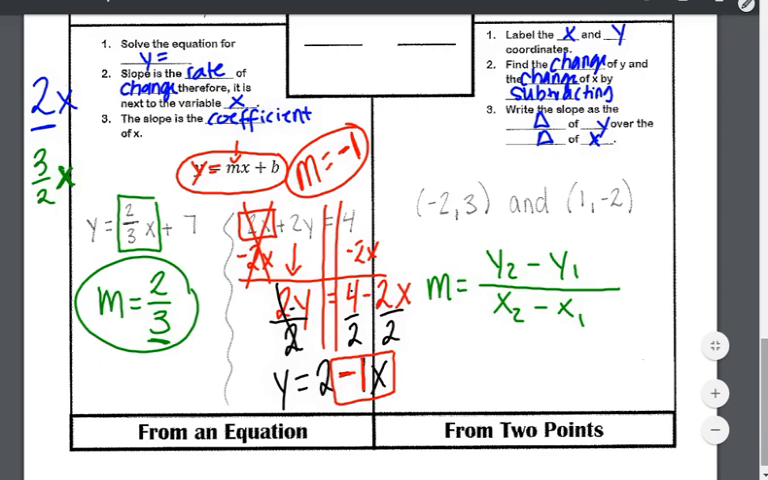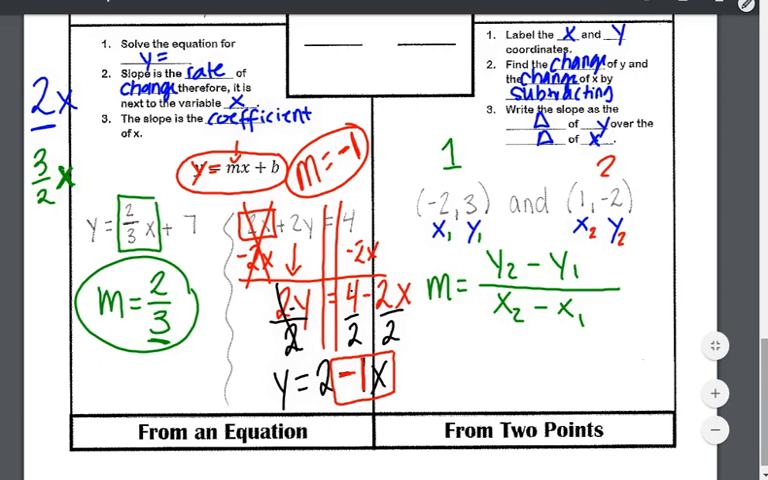Now we need to label our coordinates. So this is an x-coordinate and this is a y-coordinate. This is an x-coordinate and this is a y-coordinate. We need a way to distinguish the coordinates. So that since this is our first coordinate, we're going to call this x1 and y1. This is our second coordinate, so we're going to call this x2 and y2. That's where we get those little numbers from.